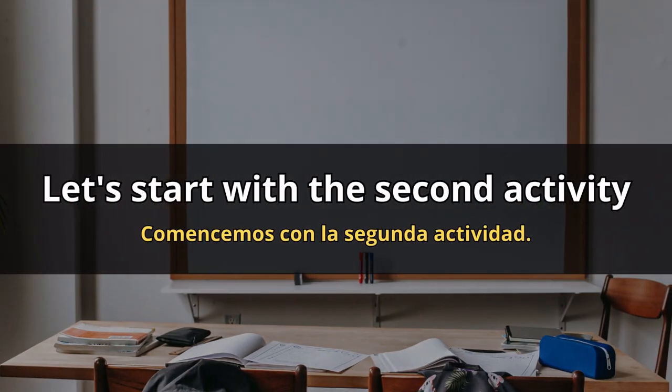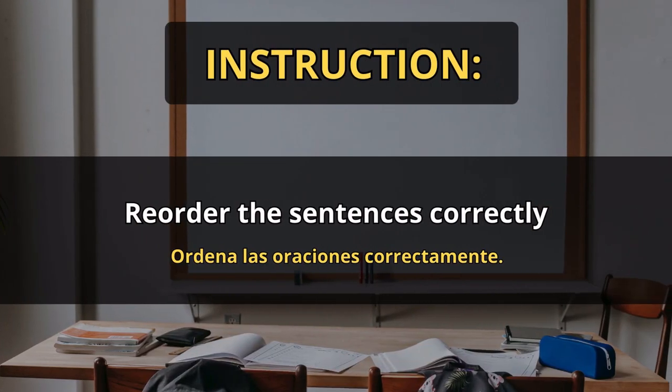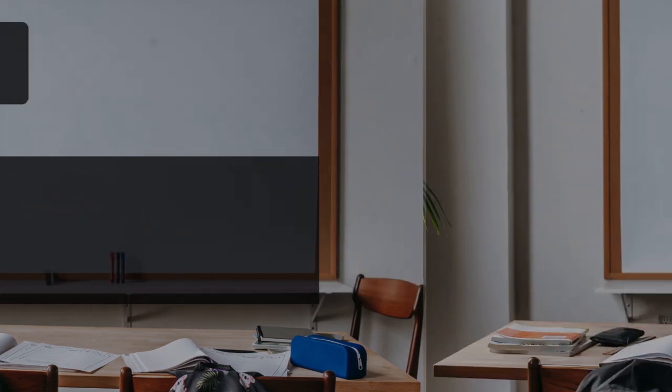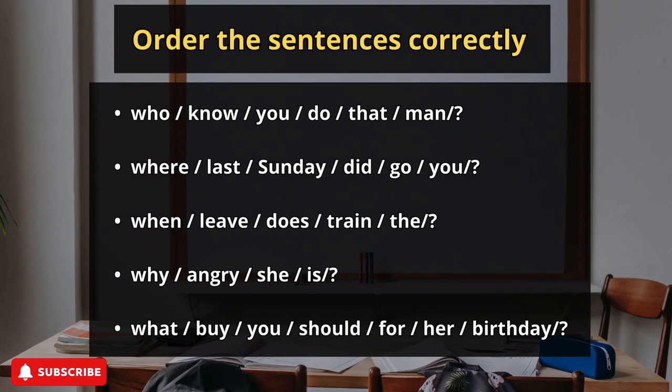Let's start with the second activity. Instruction. Reorder the sentences correctly. Order the sentences correctly. Who know you do that man? Where last Sunday did go you? When leave does train the? Why angry she is? What buy you should for her birthday?